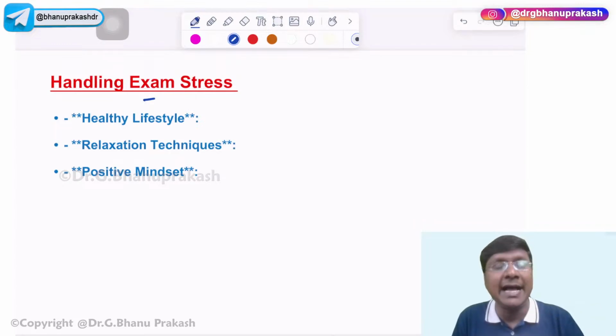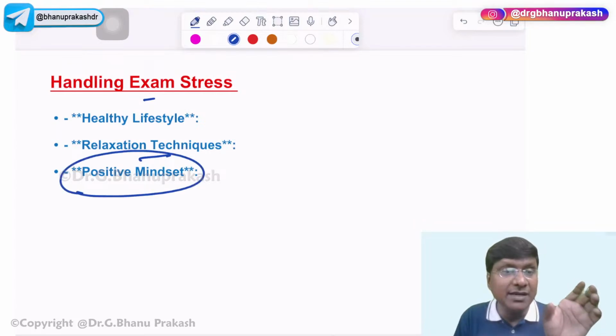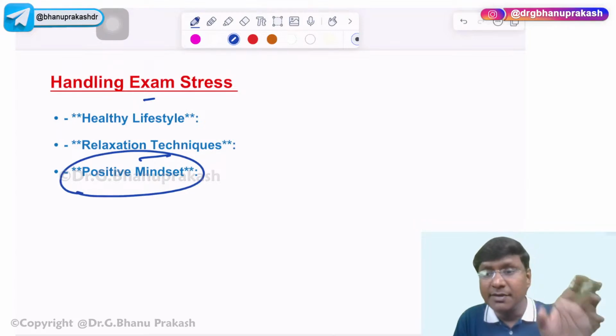And if anyone has the habit of exercise, try to allot 30 to 45 minutes to regular exercise. And relaxation techniques like meditation, yoga, and deep breathing exercises are very important, right? And take short breaks between study sessions to avoid burnout. And very important, try to maintain a positive mindset. Try to maintain that positive mindset.